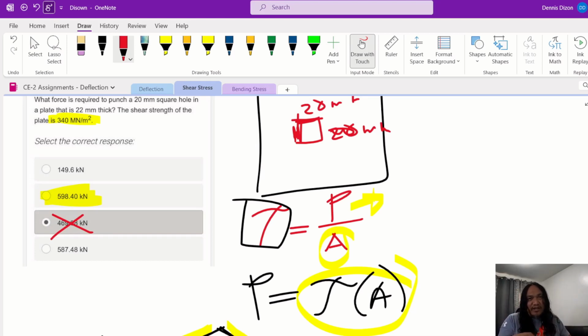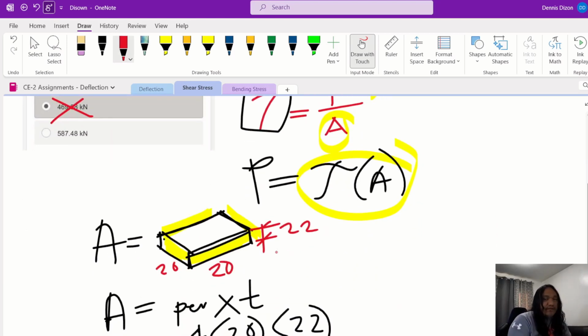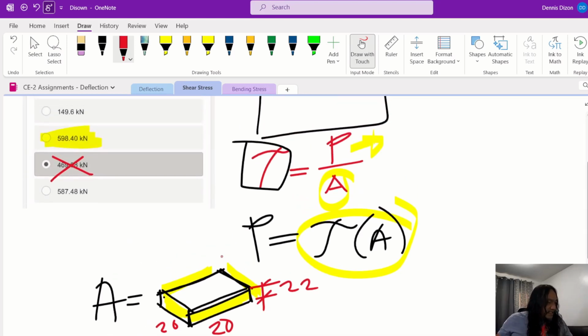is 20 by 20. But in this case, since the question is based on shear strength, punching area, the area here would be the sheared area, which is our thickness times the perimeter of your punch hole. So again, the correct answer is 598.4. So his choice, which is 469.08, that is wrong.